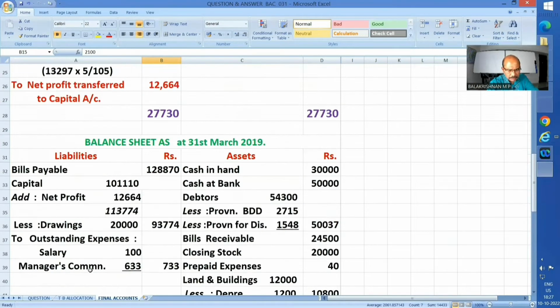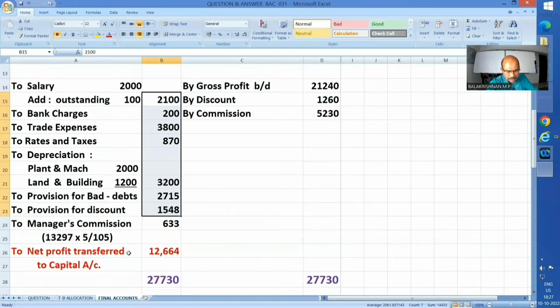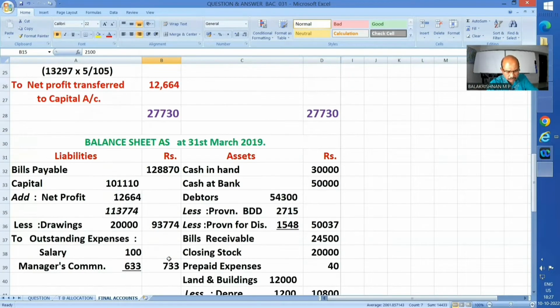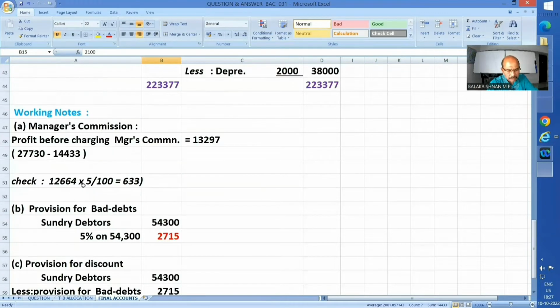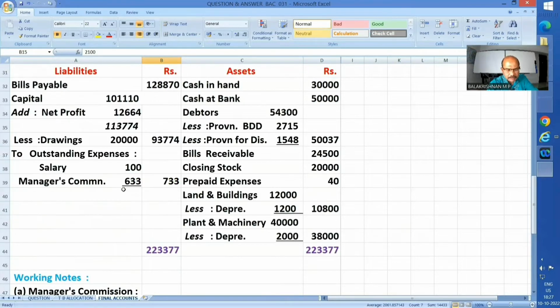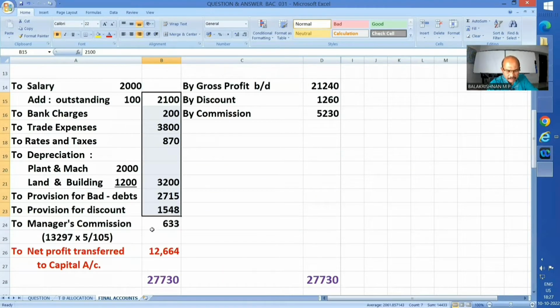So if we check, after charging, I find my net profit is 12,664. On 12,664, if I apply 5%, I am getting 633 rupees. Right? So my condition has been taken care of. This is because it's after charging. Before charging, of course, 5 by 100 would have been sufficient.